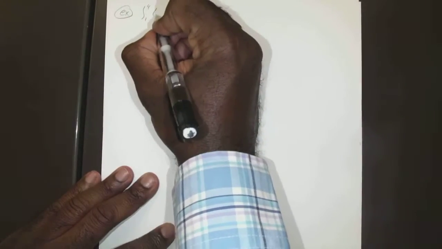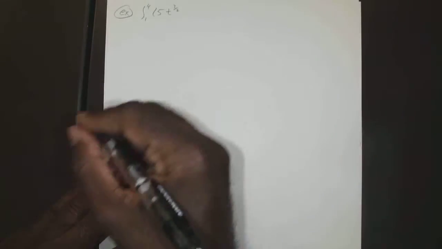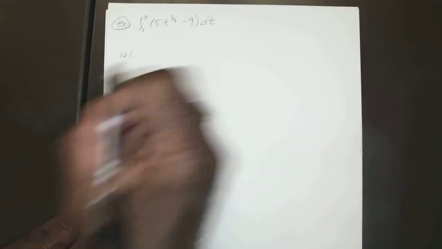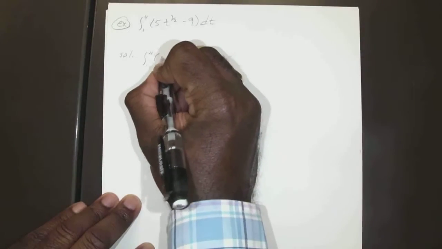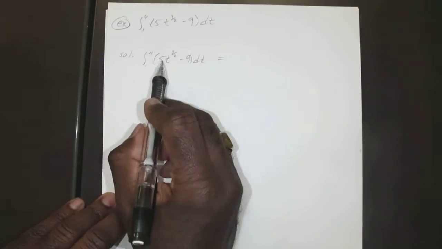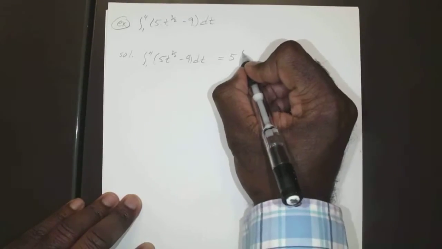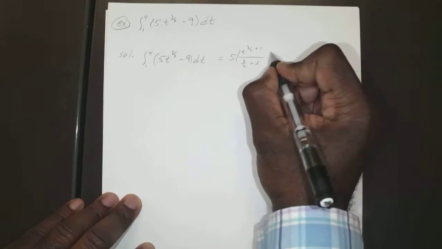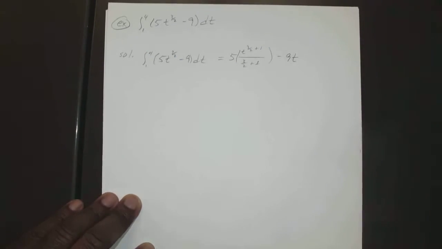So let's say, for example, we have the integral from 1 to 4 of 5t to the 3/2 power minus 9 with respect to t. Okay. So again, we can just integrate them both together. The integral from 1 to 4 of 5t to the 3/2 minus 9 with respect to t is equal to, that would be just 5 times t to the 3/2 plus 1 over 3/2 plus 1, minus 9t, going from 1 to 4.